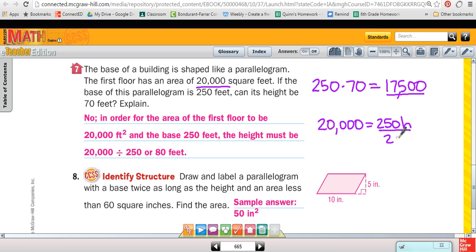If you divide those both by 250, you'll actually get that the height should have been 80. Well, it was 70 in the problem, so it won't work. So you're going to get 2 points for this. You get a point for saying no, and then a point for your explanation that backs it up. Okay, whatever method you used to solve that.